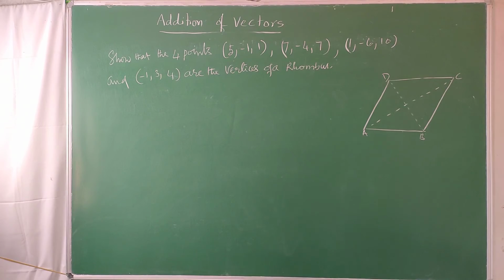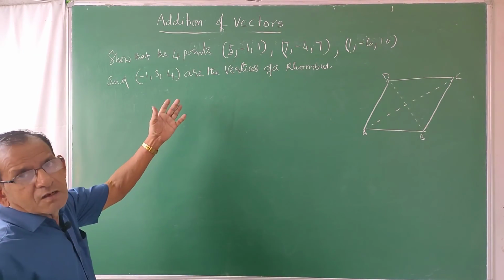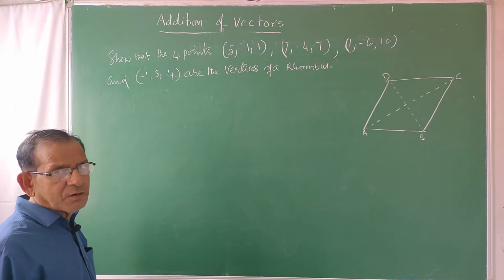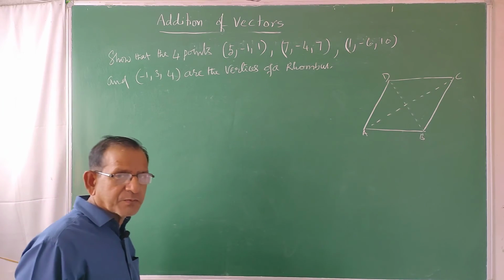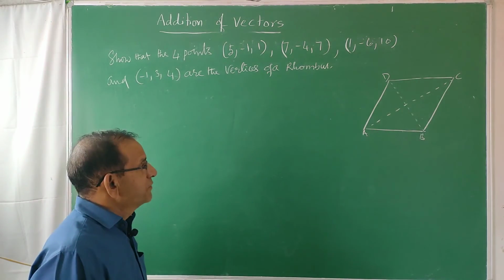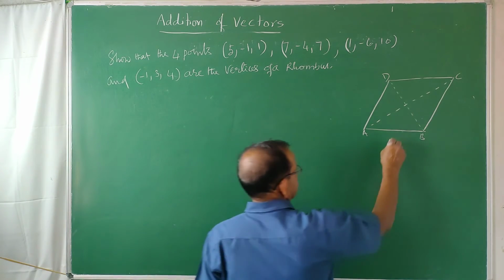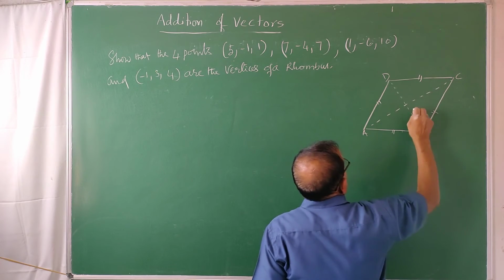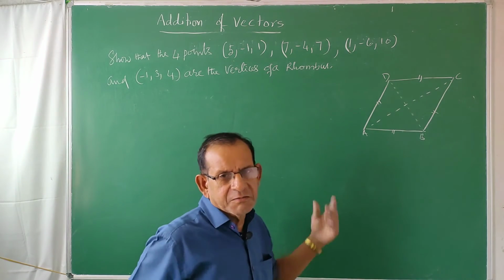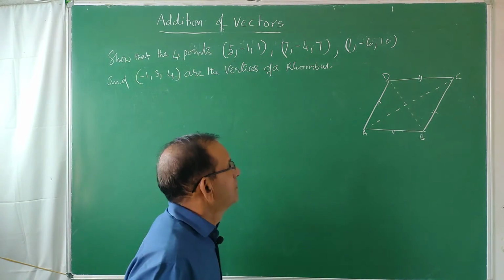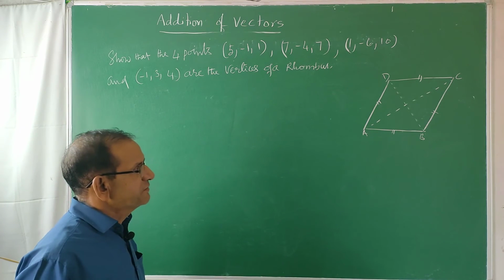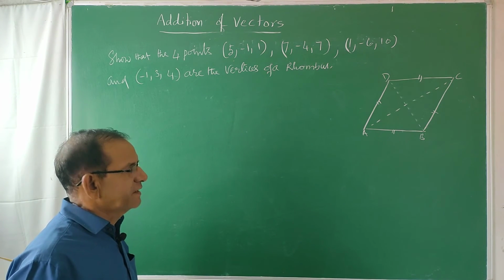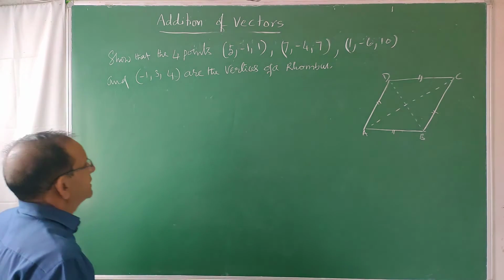Now, here 4 points are given. We have to show that they are the vertices of a rhombus. That means we have to show that the 4 points form a rhombus. For a rhombus, all 4 sides must be equal and the diagonals should not be equal. If they are equal, that will become a square. Now, let us find out the distance between A and B, B and C, C and D and D and A. Now, let us use vector method only.